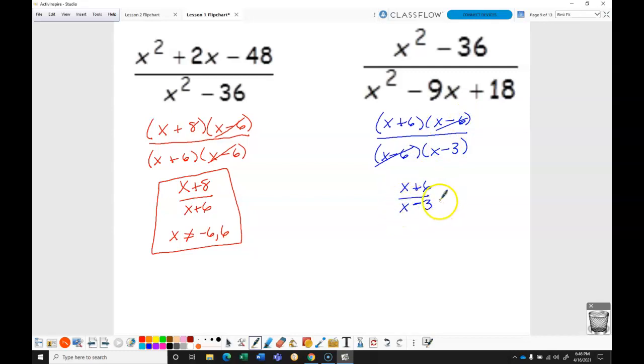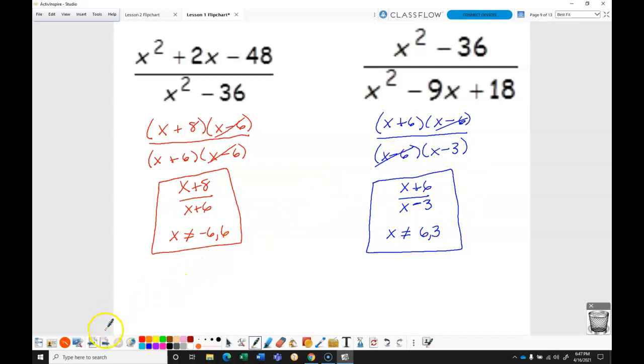Now we can't cancel anything out of here. The only time you can cancel something is when it's being multiplied. There's no multiplication in the top or in the bottom, so I can't cancel anything out there. But I can say that x is not allowed to be positive 6 or positive 3. A lot of times people forget the one that they canceled out because they don't go back to the original factored form of it. They try and just do it from the answer. You do have to go back to the original factored form and count all of them.